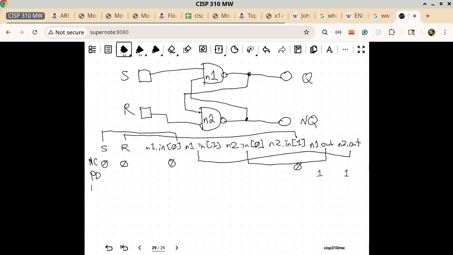And then we go for another NC here. The NC looks at the node connectivity. N1 output connects to N2.in[0]. So that means if this is now changed to a 1, N2.out goes to N1.in[1], but that's also changed to a 1. Are we good with this?